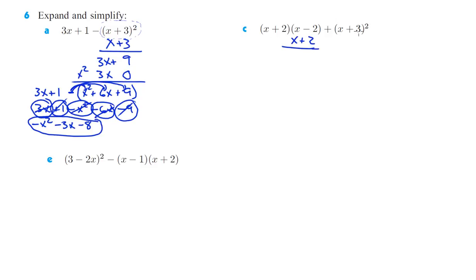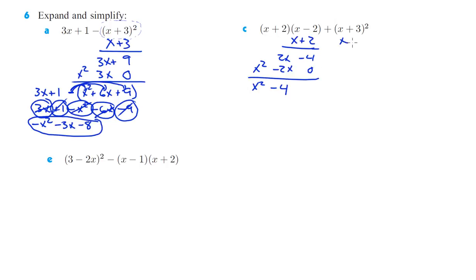Okay, this one here, I'm going to want to multiply these two out, because these are multiplied together, and then I have x plus 3 squared. I'm going to multiply those out too. So 2 times negative 2 is negative 4. 2 times x is 2x. x times negative 2 is negative 2x, and then x times x is x squared. Right, so that gives us x squared. And the 2x minus 2x gives us 0. And then I have a minus 4 here. So that's this all simplified.